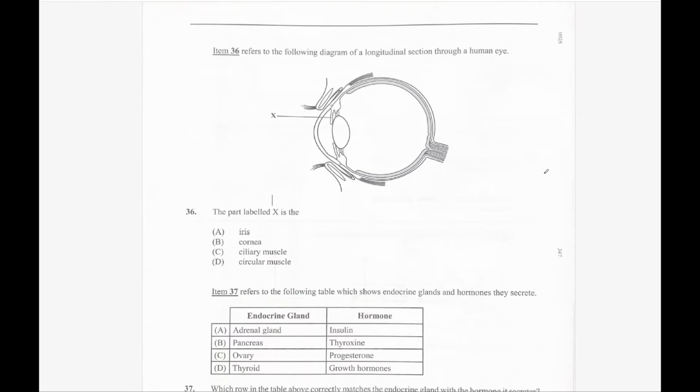Item 36 refers to the following diagram of a longitudinal section through a human eye. The part labeled X is the iris.